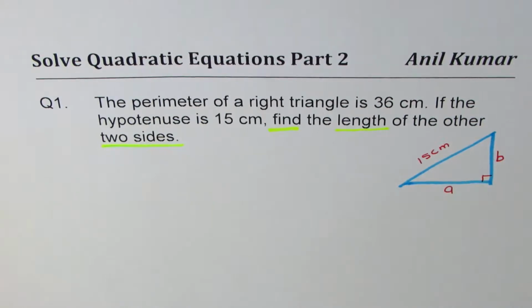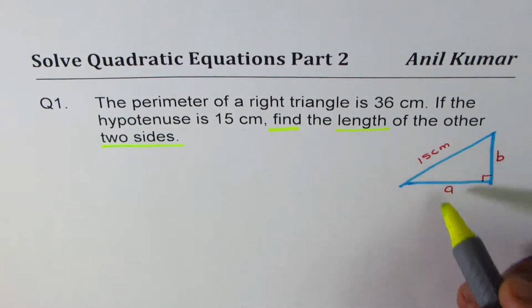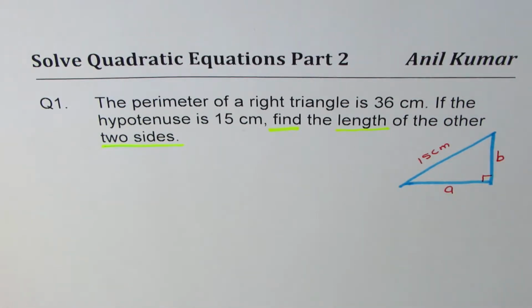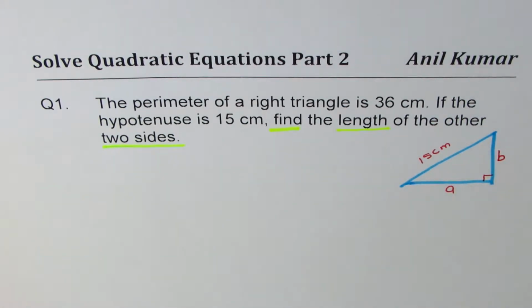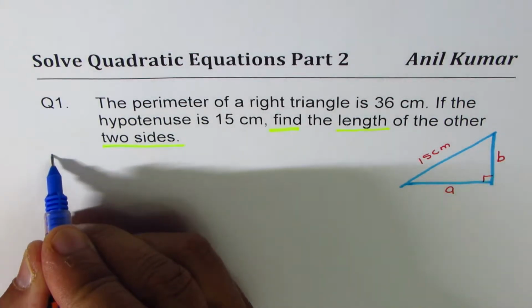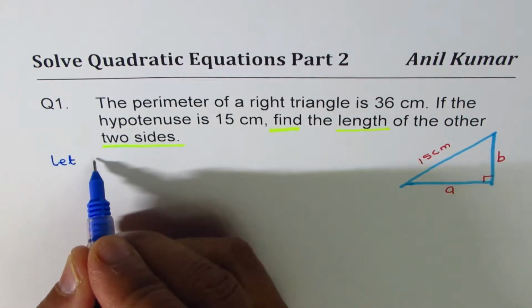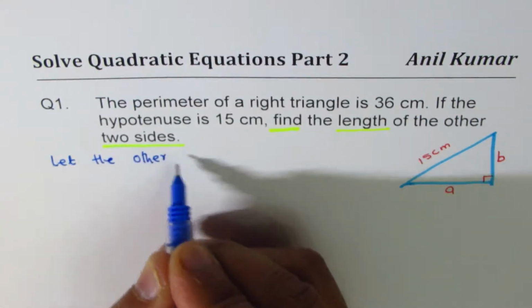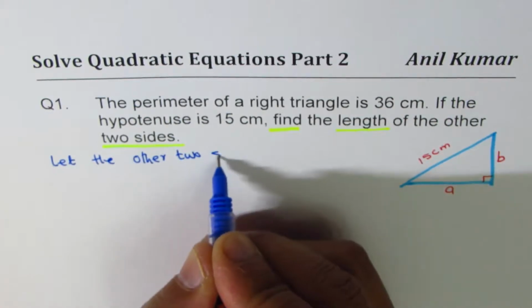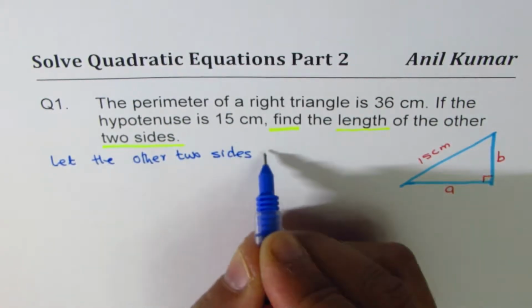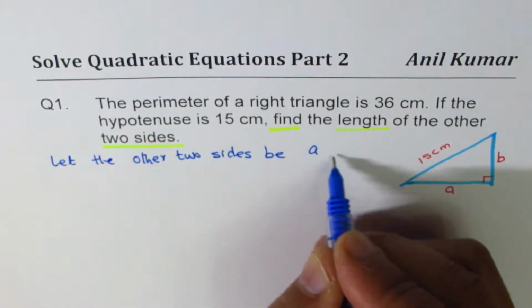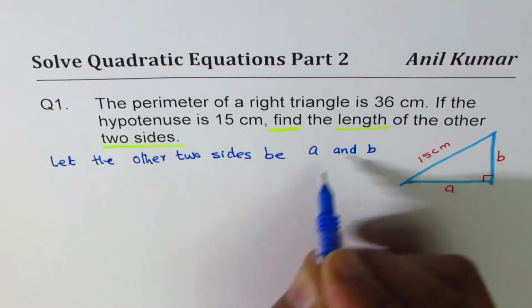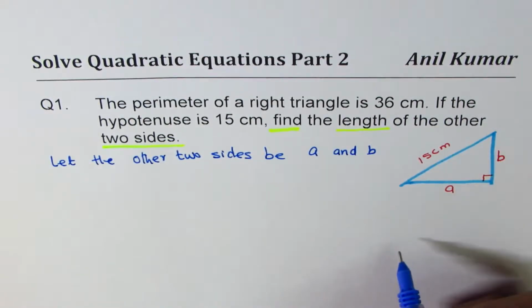variables, correct? So when it says find the length of other two sides, hypotenuse is given to us. The other two sides, we also call them legs of this right triangle. Let them be A and B. So we'll say let the other two sides be A and B. So that is how we have defined a variable.